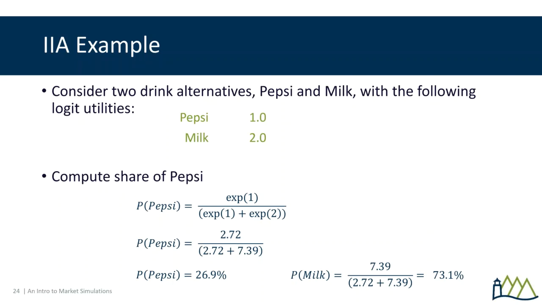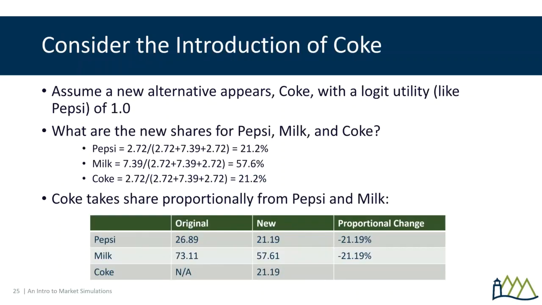So if we were going to look at the shares that were generated for Pepsi, we can go through the equation here, and we can figure out that Pepsi has a 26.9% share, whereas milk has a 73.1% share. Okay, now what we're going to do is consider that Coke is now going to be in our consideration. It's a product that we're going to consider, and it has a utility like Pepsi of 1. Now, what's going to happen here?